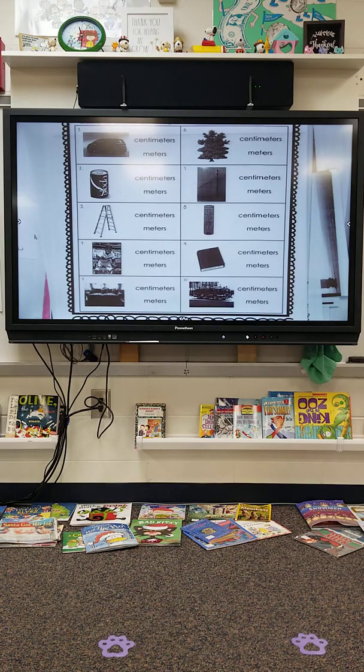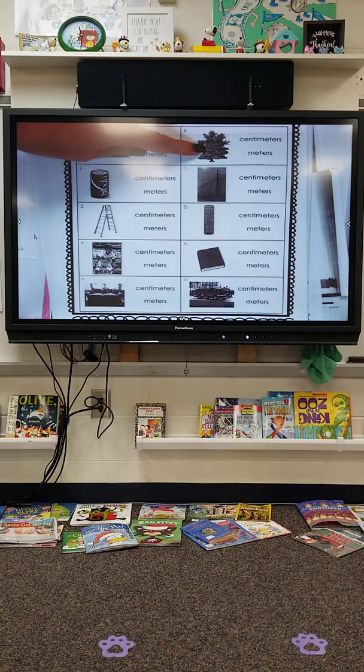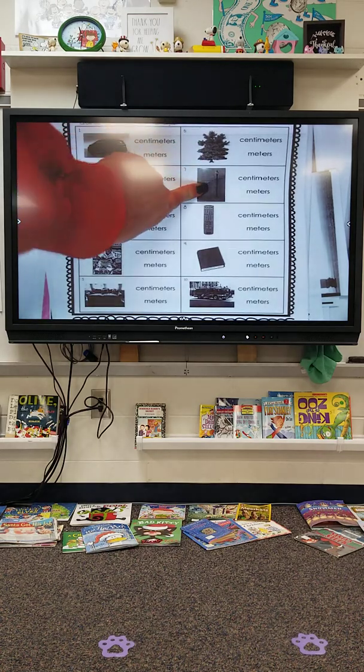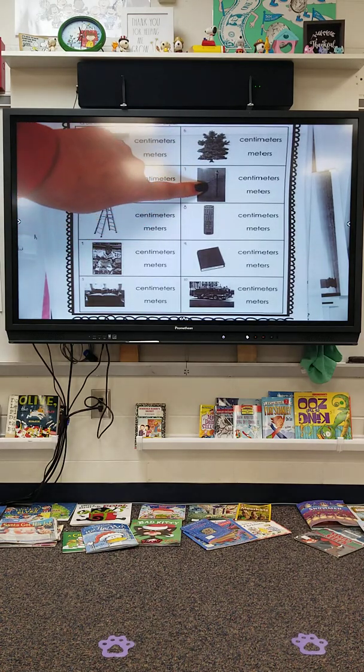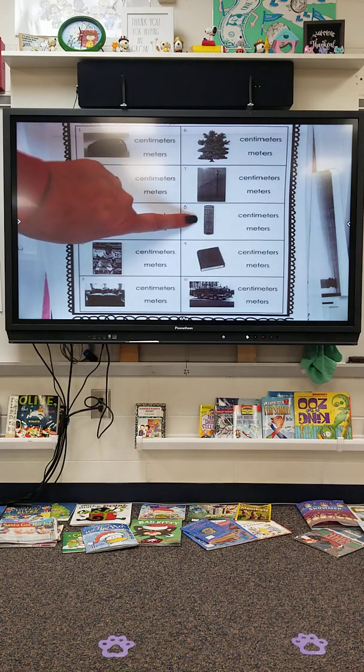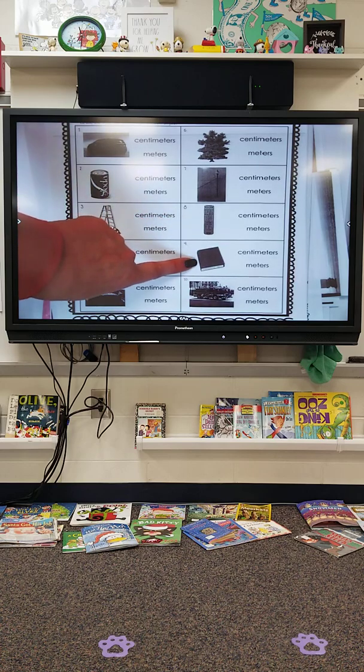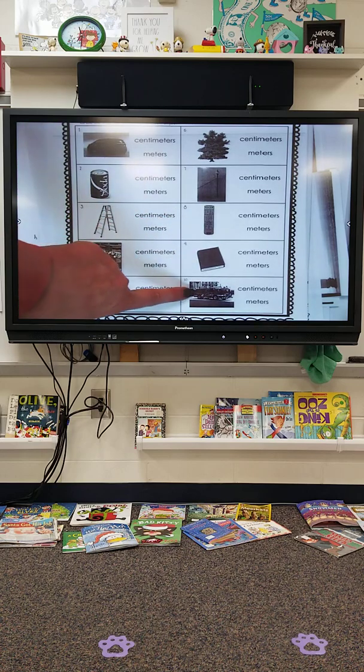Now I'm going to let you do 6 through 10 on your own, but let's go through what the pictures are. A tree outside, a street lamp that you would find in a parking lot to help people get to their car safely at night, a TV remote, a book, and a fire truck.